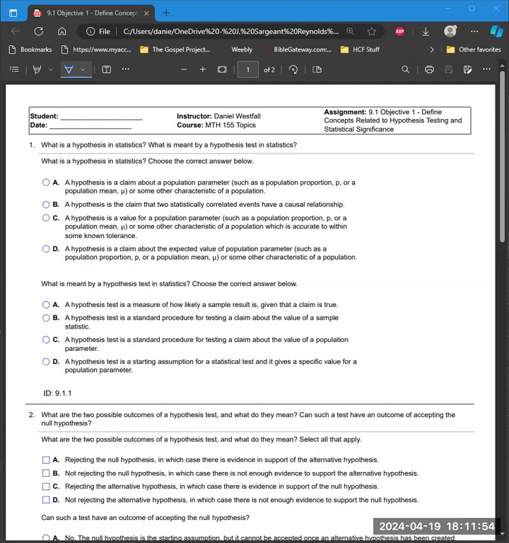What is a hypothesis in statistics, and what is meant by a hypothesis test in statistics? A hypothesis is a claim about a population parameter, such as a population proportion P or a population mean mu, or some other characteristic of a population. That's A.